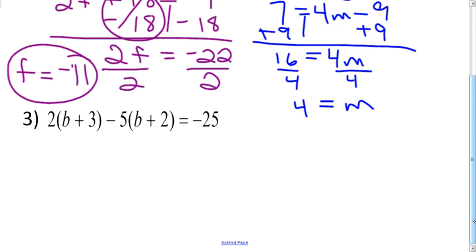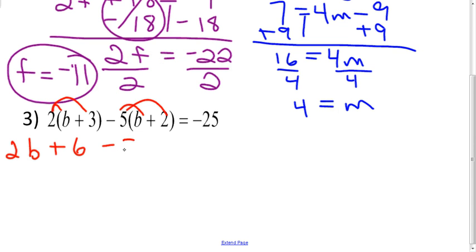Now I could not use that little trick here because I would have to divide the whole side of this equation by 2, which would make this messy over here, or divide all of it by negative 5, which would make this part messy. So here I'm just going to distribute first, and then I'm going to combine like terms. So 2 times b is 2b. 2 times a positive 3 is positive 6.